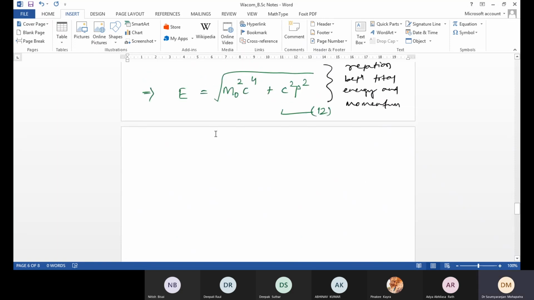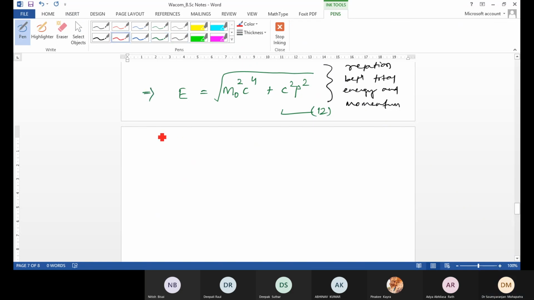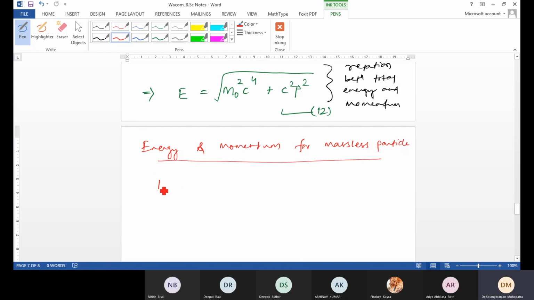So E is equal to root over of m naught square c to the power 4 plus c square p square. Now let us find the expression for energy and momentum for a massless particle. The example of a massless particle is the photon. Photon is massless. This implies the rest mass of the photon is 0.